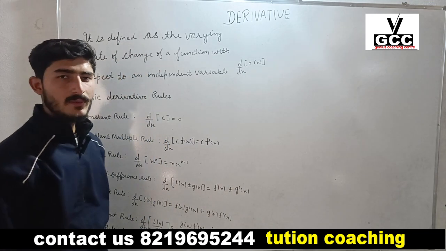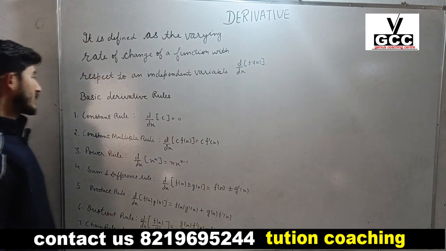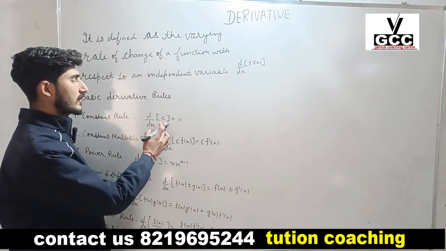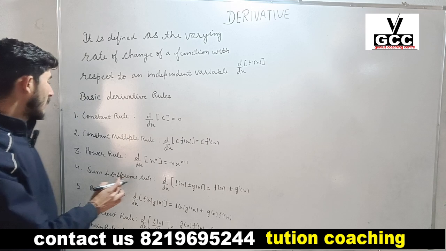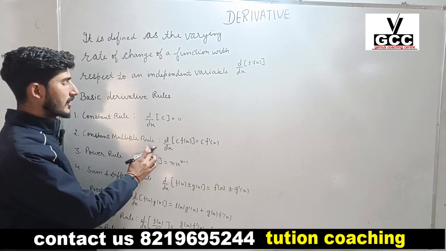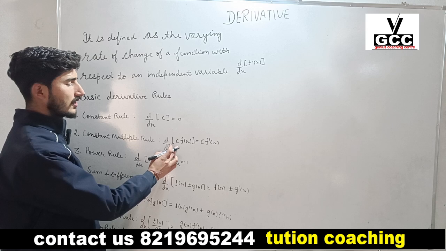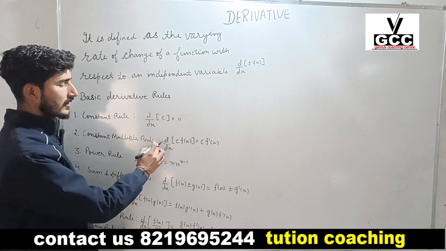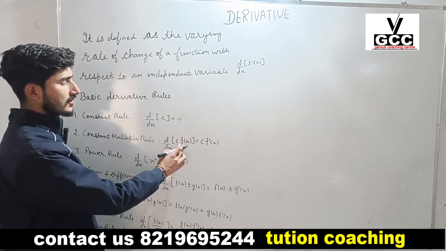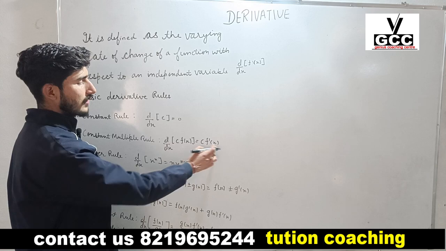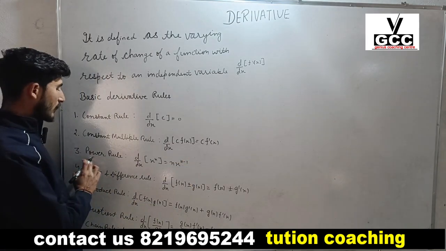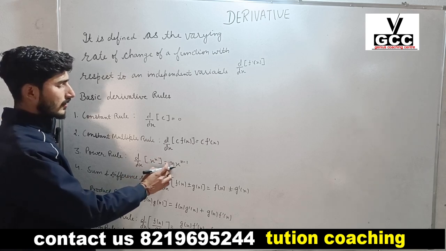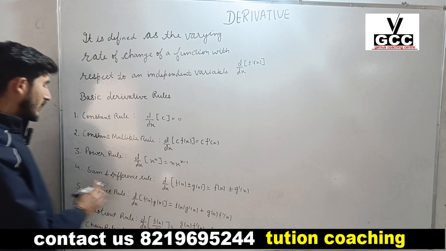Some derivative rules we discuss here. Firstly, the constant rule: if we take the derivative of a constant, then it is 0. Second is the constant multiple rule: the derivative of c times any function f of x, so c is taken outside the bracket and the derivative of the function f dash x, that is equal to c f dash x. Another formula, the power rule: the derivative of x power n is n x power n minus 1.